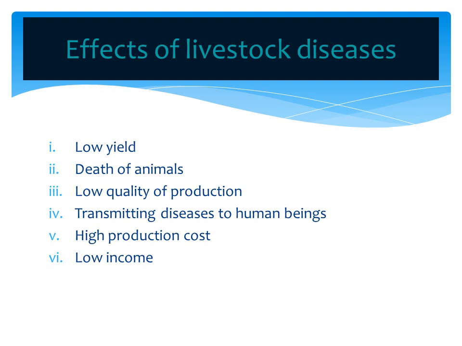Number 3, low quality of production. Products of diseased livestock are of lower quality. For example, we have blood-stained milk of a cow and perforated hides and skins. Next, number 4 is transmitting diseases to human beings. Candidates, human beings may suffer from diseases by feeding on products of diseased livestock.